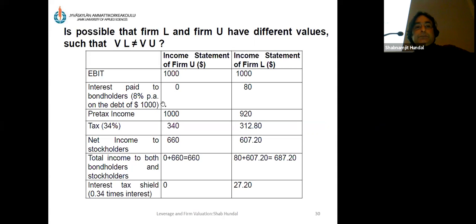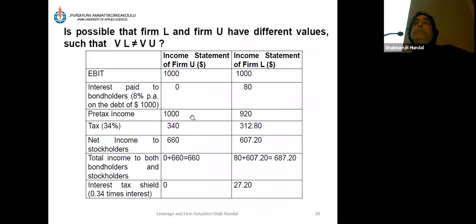Now guess what happens? Company U has no debt. Company L has debt. How much debt does it have? $1,000. Company L, the levered company, has $1,000 of debt. And imagine the rate of interest is 8%. This company's interest payment would be zero. Can somebody tell me why it's zero? Because the company is unlevered, no debt. This company has $80: 8% on this 1,000 of debt. This 1,000 is different from this 1,000. This is a profit, this is a debt. So you pay $80 interest.